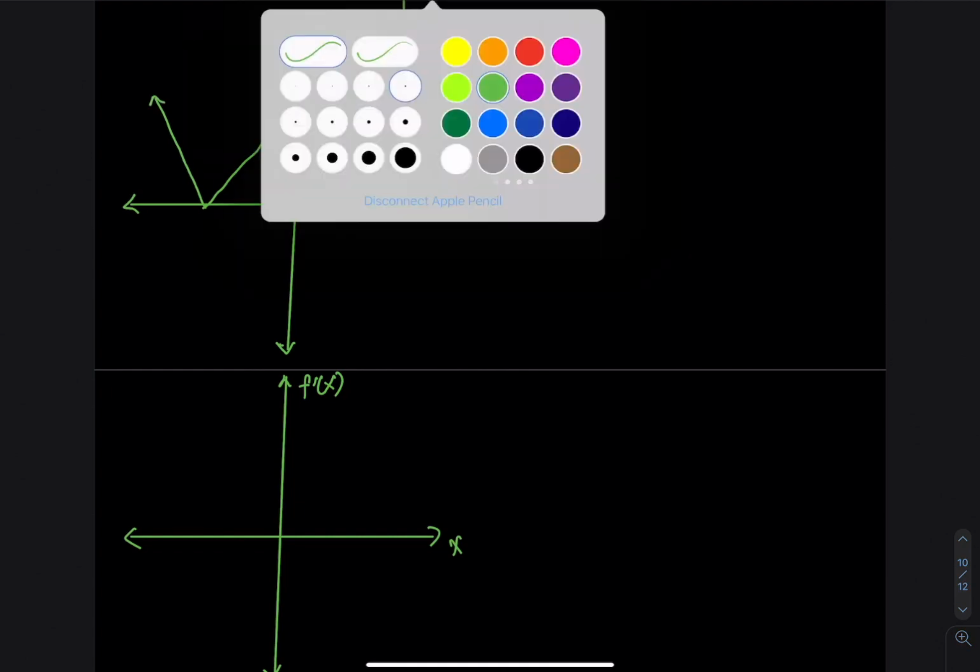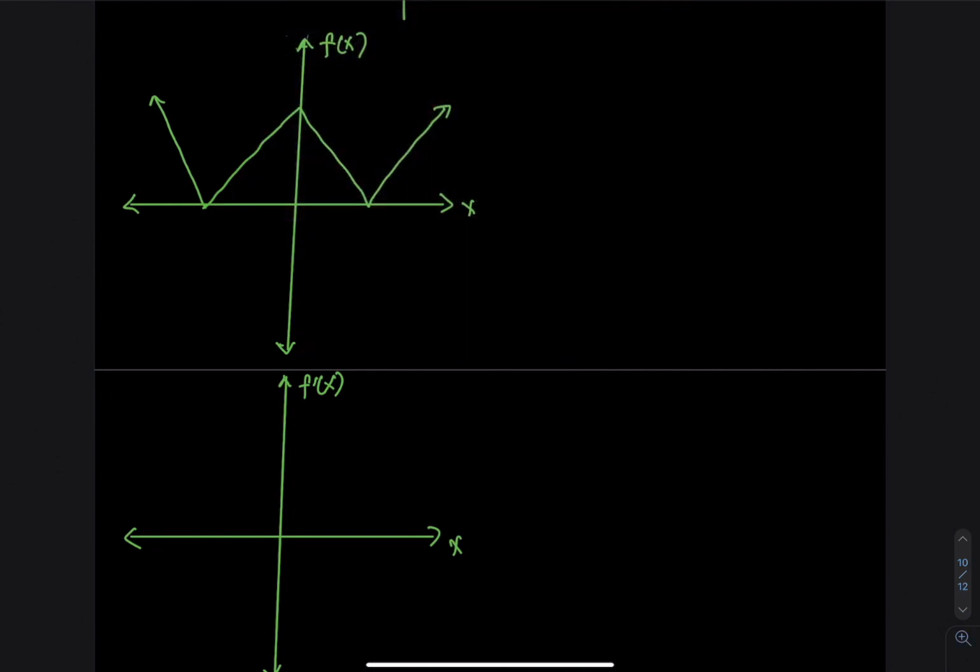Let's use another color to do the tangent line. This will be my A, this will be my B, and this will be my C. So at x equals A, x equals B, x equals C, we have a sharp point. So the slope is undefined at those points. But this is a straight line, right? So we have a couple of straight lines and a couple of sharp points. What is the slope of a straight line? The slope of a straight line is always the same.